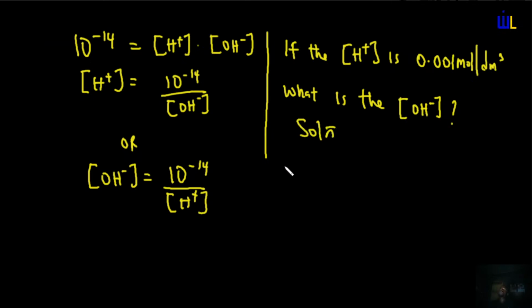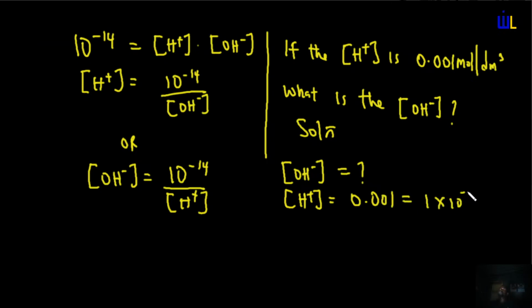What were we asked to find? We are asked to find the concentration of hydroxyl ion. That's the first thing. And what were you given to find it? The concentration of hydrogen ion. And the value is 0.001, which is the same thing as 1 times 10 raised to power minus 3 mole per dm cube. Okay, so if we have this, let's kind of bring it into this.